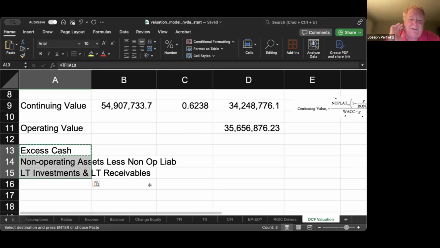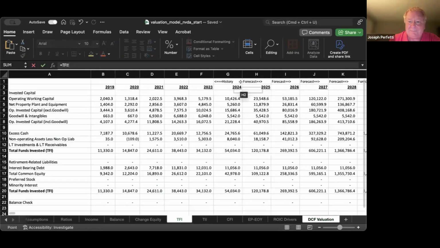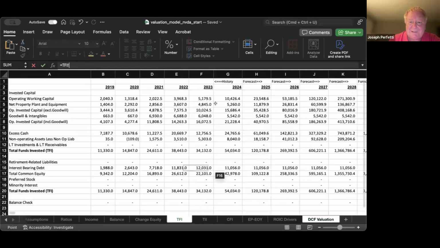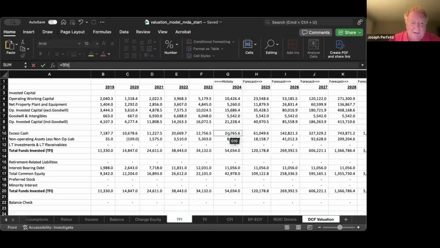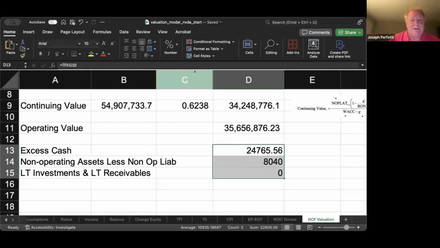Now, we're going to actually use the 2024 last reported year, which is already in a present value. So what is the current excess cash Nvidia has? From the TFI, G10. So today's excess cash. What is the non-operating assets Nvidia has? From the TFI, G11, and long-term investments equals from the TFI, G12. So 2 things. 1, these are already in present value. And 2, you might say, gee, why aren't we using a future number?